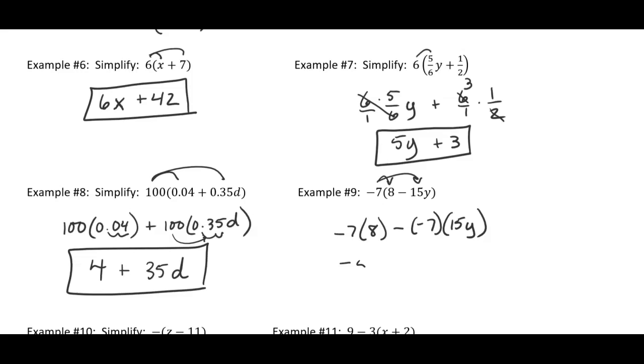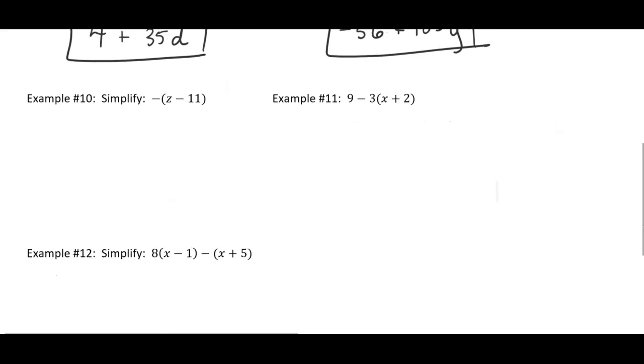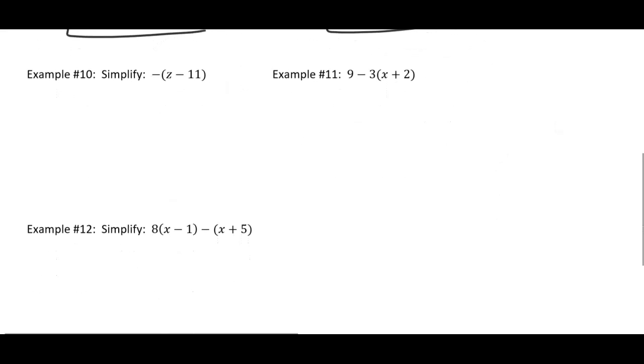So that's negative 56. And then this is going to be minus a minus, so it's going to be plus. And then I have to figure out what 7 times 15 is. I think it's 105. Yes. And then there's the y there, so 105y. And that's going to be the answer. Again, they're not like terms, so you can't combine them. All right, so we have a couple more examples here.